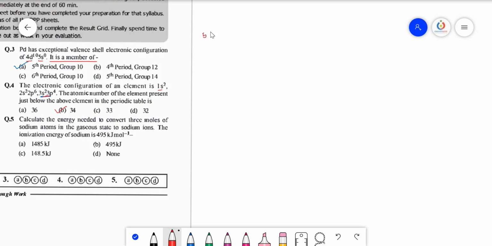Now let's solve question number 5. Calculate the energy needed to convert 3 moles of sodium atoms in gaseous state to sodium ions. The ionization energy of sodium is 495 kilojoules per mole. So 1 mole of sodium needs how much energy? 495 kilojoules. Then 3 moles of sodium needs how much energy? That means 3 into 495 kilojoules. If you multiply this, you will get 1485 kilojoules of energy. Hence option A is correct.